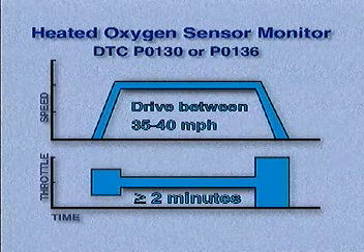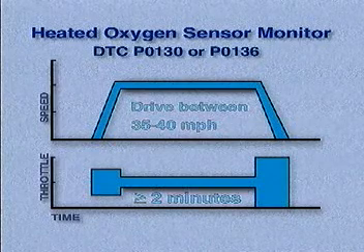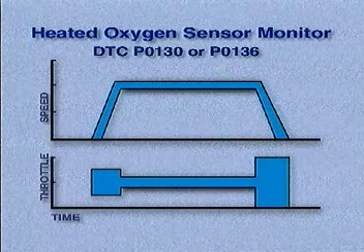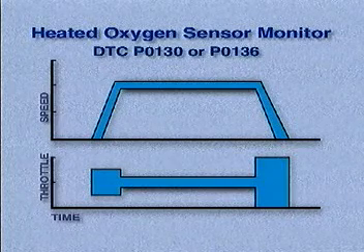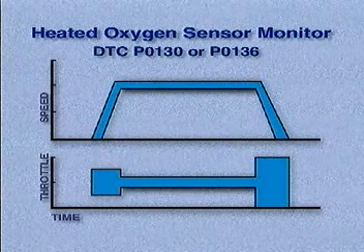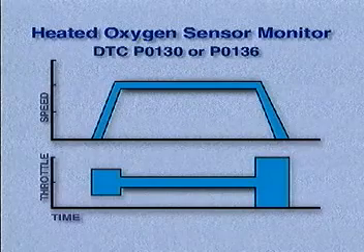Try not to turn the steering wheel suddenly. After 2 minutes, come to a stop, check for a completed readiness test, then turn off the ignition switch. If there is any problem that would prevent closed-loop fuel control, this readiness test cannot be completed.